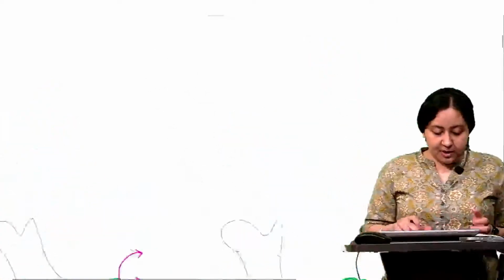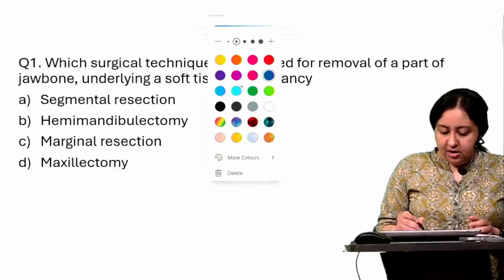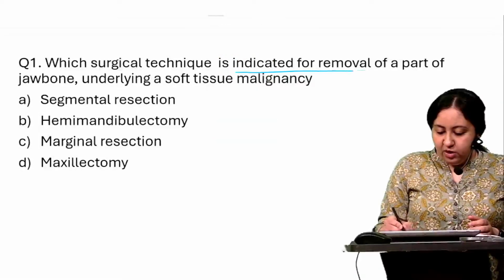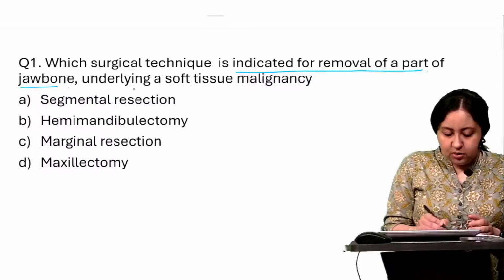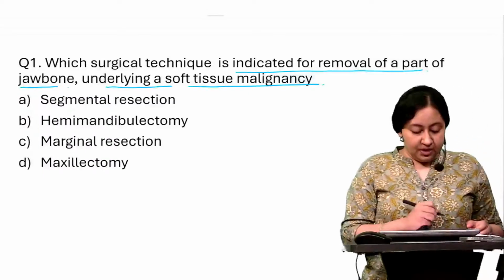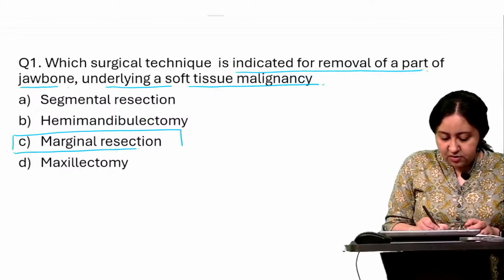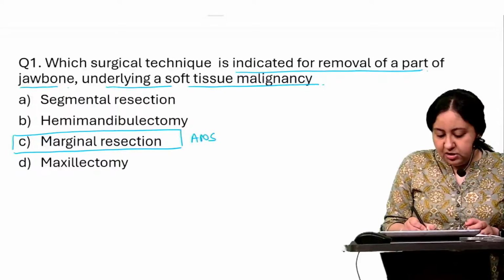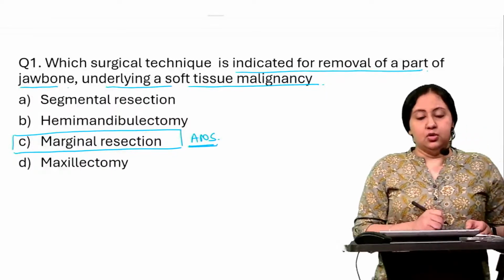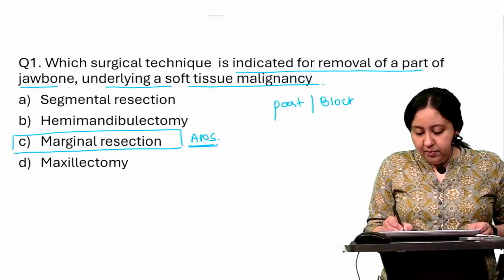Alright, now let's get back to our question. It says surgical technique indicated for removal of a part of jawbone underlying a soft tissue malignancy. So the answer here would be marginal resection. Marginal resection. So here we are removing either a part or block of bone.